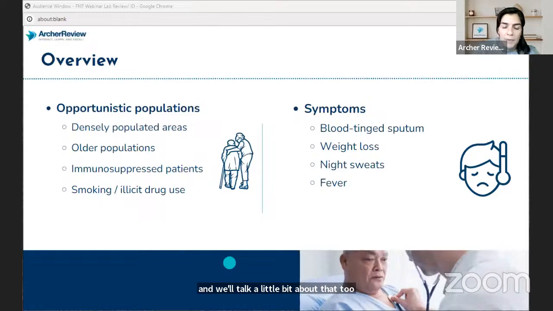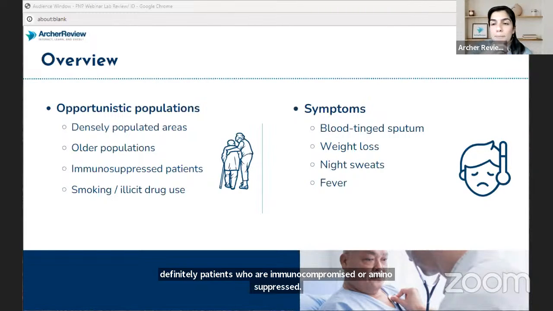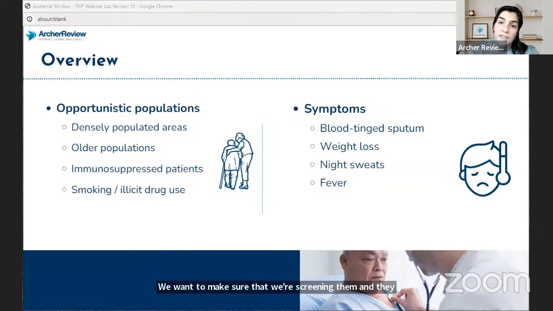So which patient populations are we screening? Definitely patients who are immunocompromised or immunosuppressed. We want to make sure that we're screening them so they don't have latent TB that could turn into active TB, right? And densely populated areas, remember we talked about the bacteria living on surfaces for a long time. So patients who are incarcerated or living in densely populated areas, you want to make sure you're screening so that they do not have a latent or even active infection that goes unnoticed.